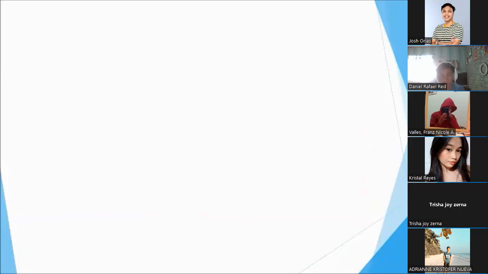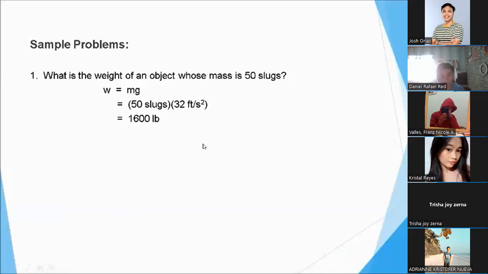Now, let's have some sample problems to illustrate mass and weight. Number one, what is the weight of an object whose mass is 50 slugs? Okay? Oh, dali, ano? So, weight equals mg, substituting the values given in the problem, solving out. Okay? So, why did we use 32 feet per second squared? Because the mass is expressed in slugs. So, now you see the guide there, when to use 32 or 9.8 meters per second squared. Okay, so solving out now, we get 1,600 pounds. Okay?